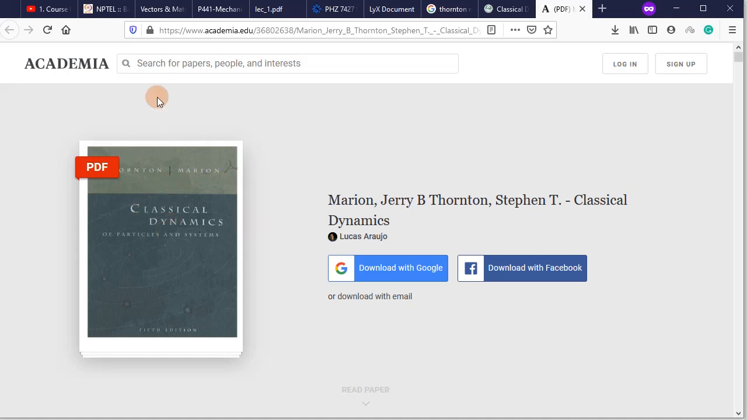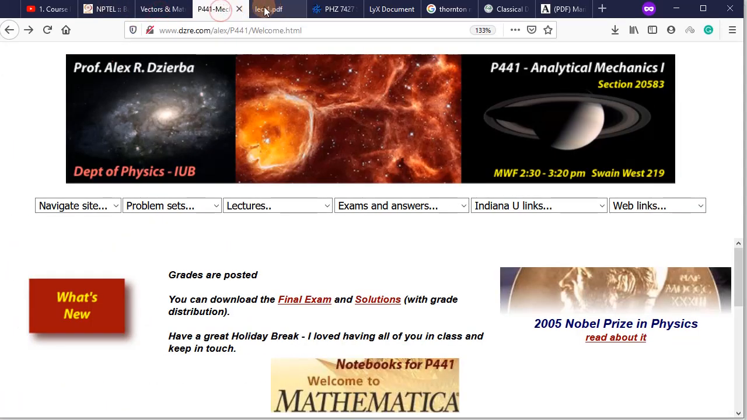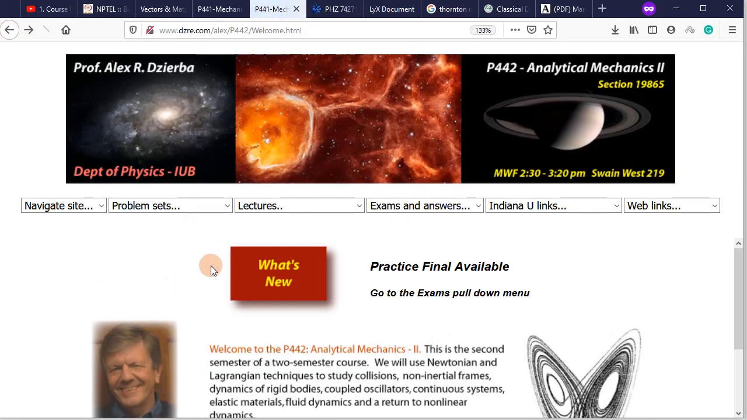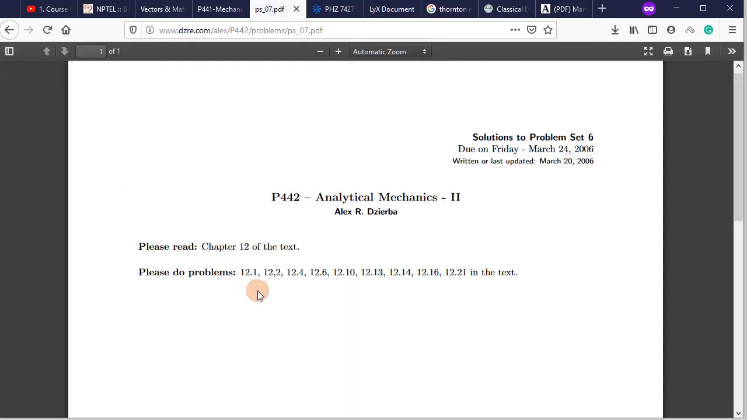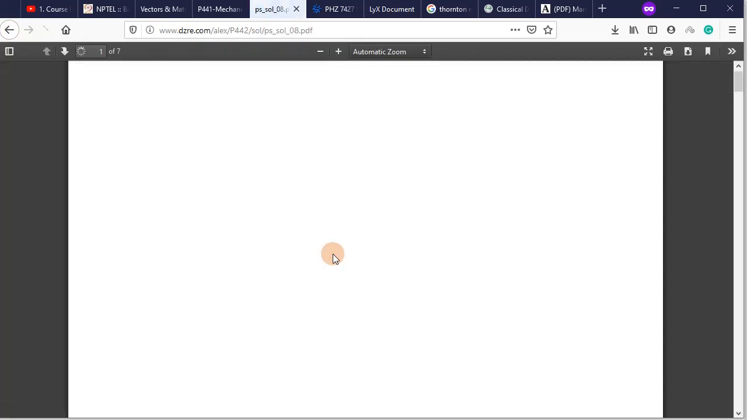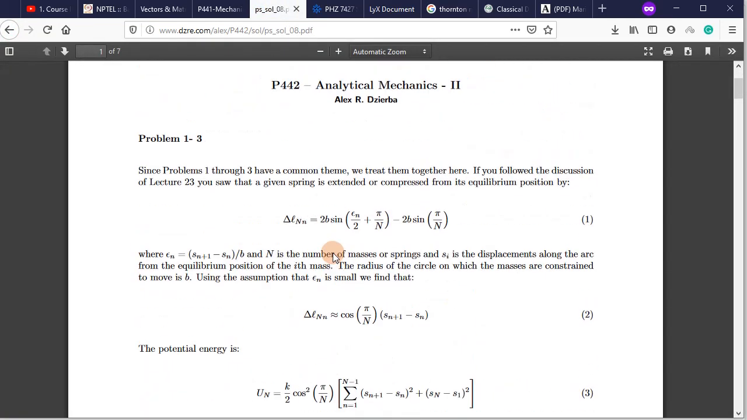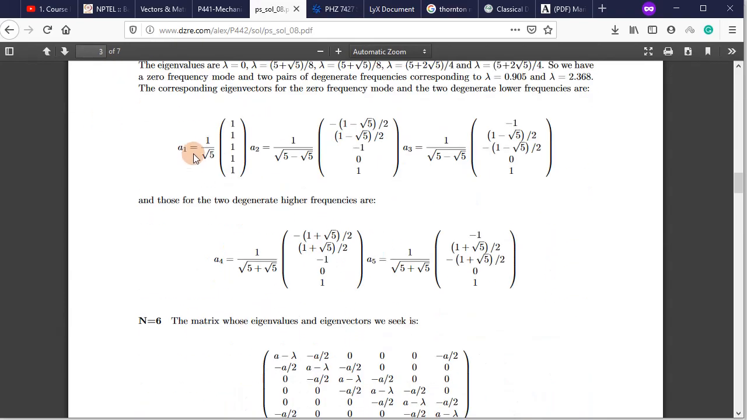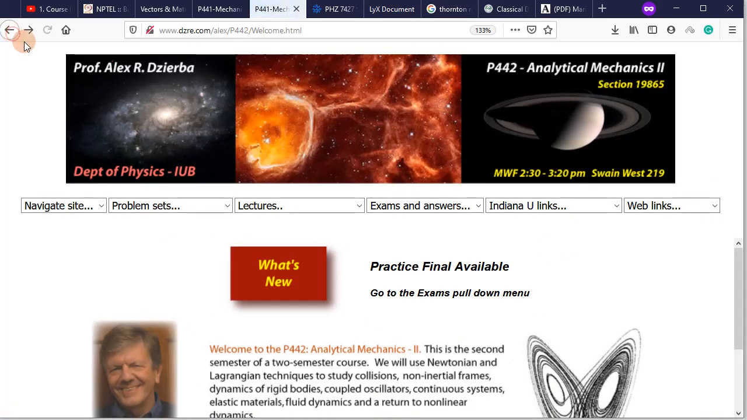This one, Thornton and Marion Classical Dynamics, is the book this lecture follows. So the problem set also follows. So when we come to this 442 also, this is analytical dynamics 2. Here also the lectures you have seen, problem sets he has also given here, again from Thornton-Marion's book. Solutions you can get. But to go through the solution, you must have the problems first. So as I have shown you the problems, you can get it here.